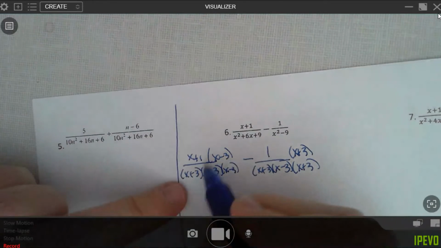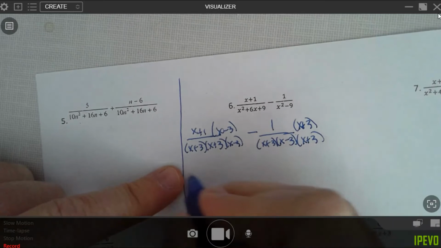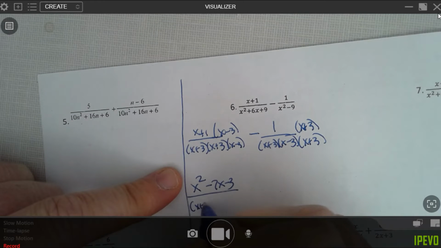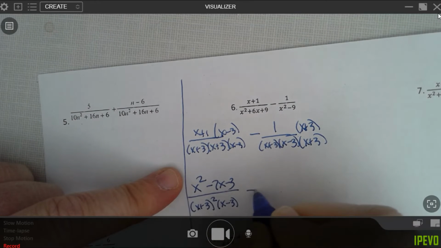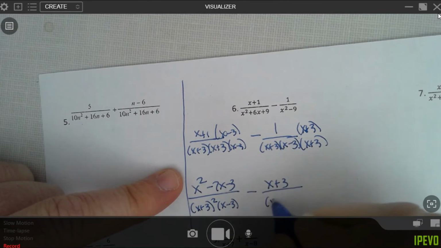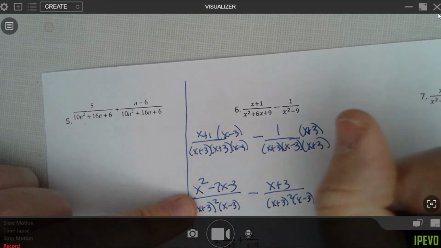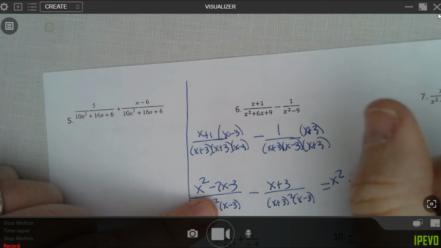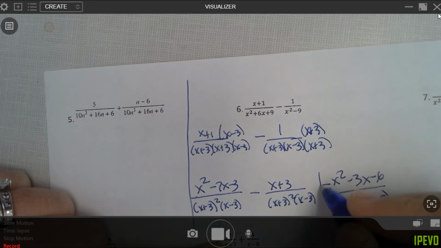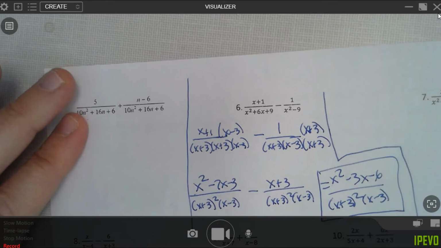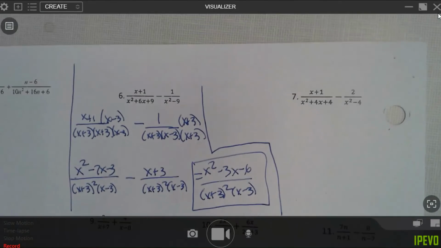Okay, so this one right here, you need to FOIL your top, and then we're going to get minus 3 plus 1. So subtract them, I'm going to get x squared minus 3x minus 6. If that factored on the top, we would have factored it to see if anything canceled for us, but it doesn't factor this time.